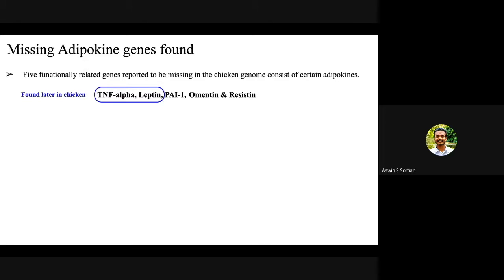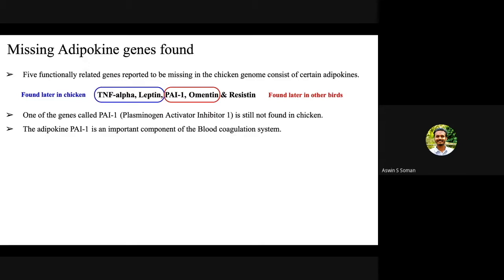So, TNF alpha and leptin were found in chicken, and PAI1 and omentin were found in other birds. Now, one of these genes called PAI1, plasminogen activator inhibitor, is a plasminogen receptor, which is an important component of a blood coagulation system, and it is still not found in chicken.